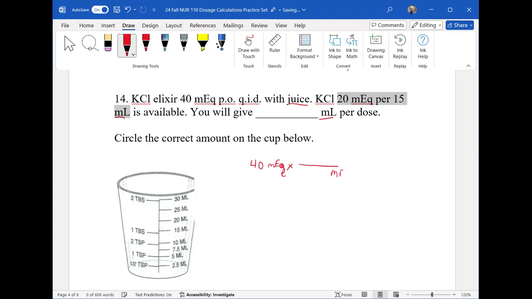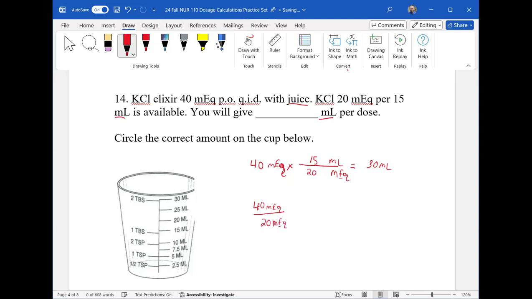So I want to get rid of milliequivalents, and I want to convert it to milliliters. And then my available is 20 milliequivalents, 15 ml. So I'm going to multiply across top, divide the bottom, or I'm going to reduce, whatever you prefer, and I'm going to get 30 milliliters. If I'm doing desired over have, order over available, then I'm going to take my order over my available.